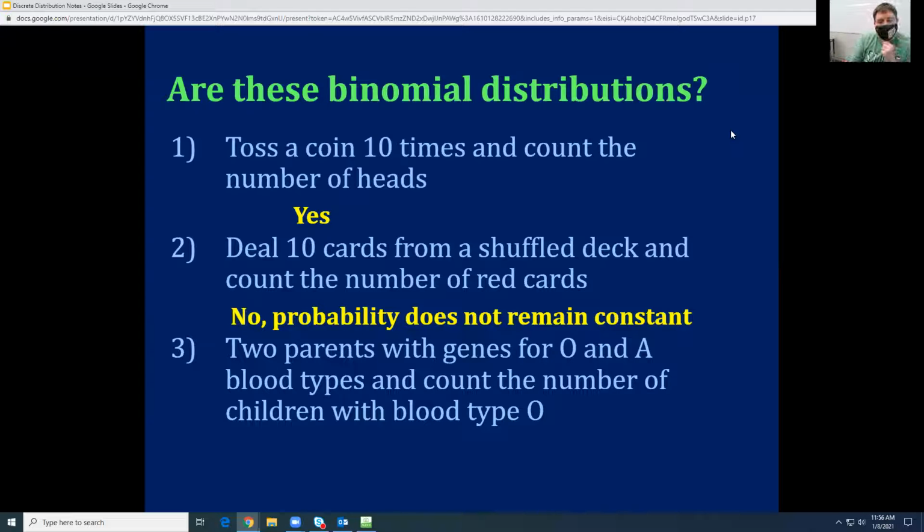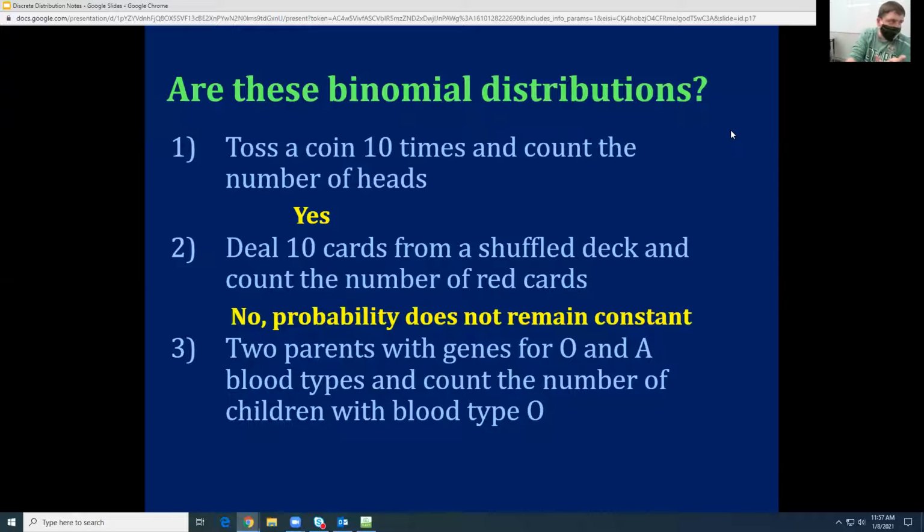All right, last one. We have 2 parents with genes for O and A blood types, and we want to count the number of children with blood type O. So do we have 2 mutually exclusive outcomes on this one? I mean, I guess for the most part we do. I'm not a blood expert, but if you only have 2, I guess you can only have 2. There are other types, but I don't know if your parents only have these. So we already know it's kind of sketchy before we do it. It's not going to pass, but we could say for better reasons than this. But we'll just say for the purposes of this problem, there is one of two.